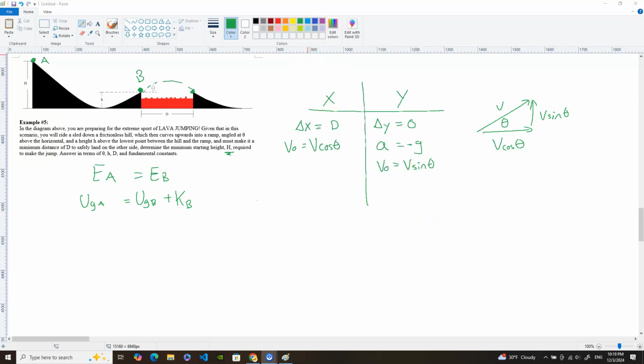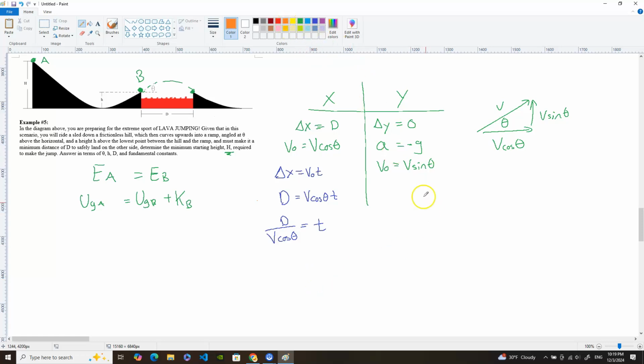I'm going to use a little bit of a trick here that basically allows me to say time equals time, because when in doubt on these types of problems, find time. Delta x is v naught t. So d equals v cosine theta t. So t is d over v cosine theta.